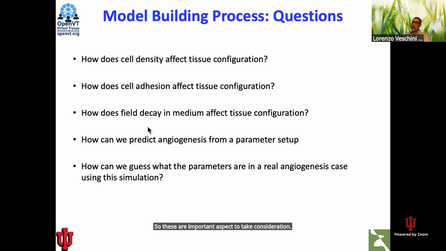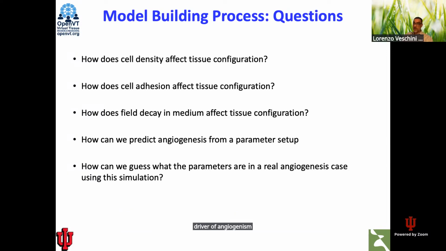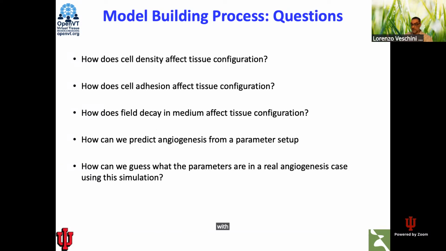So how does the field decay? Here in the slide it is a little bit opaque. So we assume that there will be some molecule that might guide the sprouting. We know that in real angiogenesis, the main driver of angiogenesis, or one of the main drivers, is VEGF, vascular endothelial growth factor. And in our model, we want to model that. And so we want to ask how much is produced, how much decays in the medium or the environment, and how these parameters affect our growing network configuration.